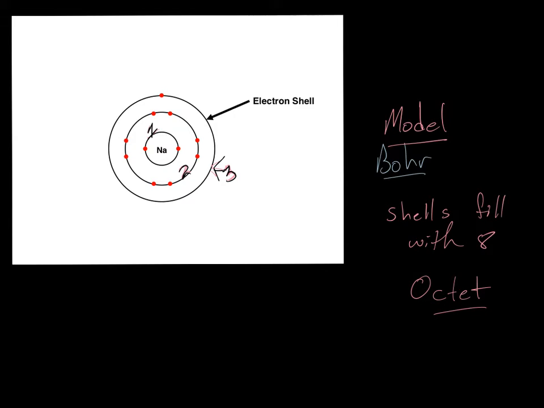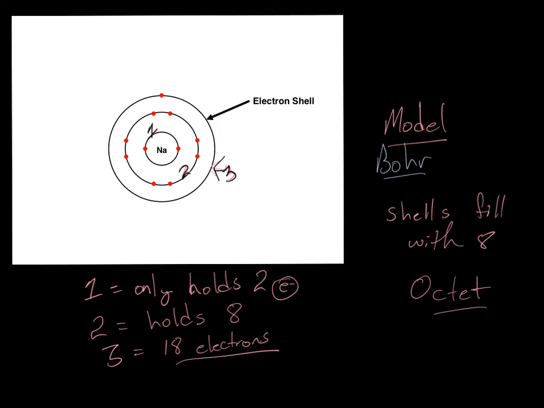And you have 3 shells. The shell number 1, the first shell only holds 2. And it says so in the reading. I've said it in class. So for sure you should know that the first shell can only hold 2 electrons, while the rest of the shells, the second shell can hold 8 electrons, and the third shell can hold 18.